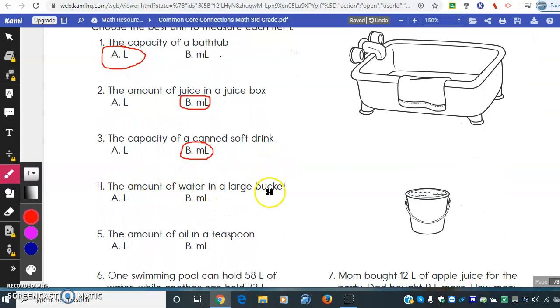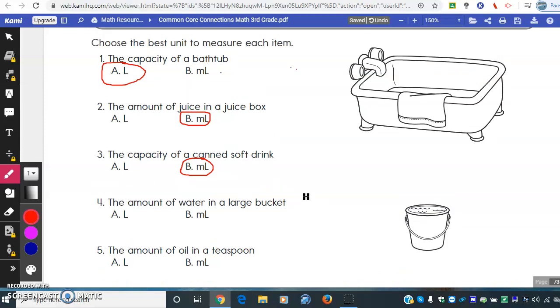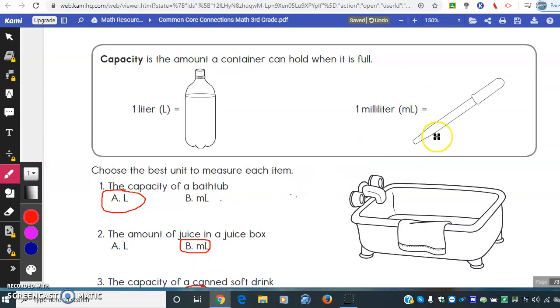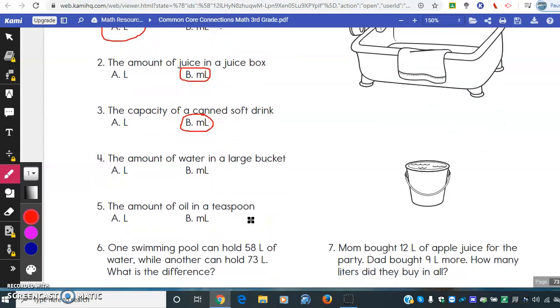The amount of water in a large bucket, and we're talking about the kind of bucket you take to the beach and fill with sand, or the kind of bucket mom and dad fill with water when they're going to mop the floor. Since a bucket can hold this and this, we need to find the best one for filling that bucket. This is the best one because it's going to fill it faster. So we're going to go with liter.